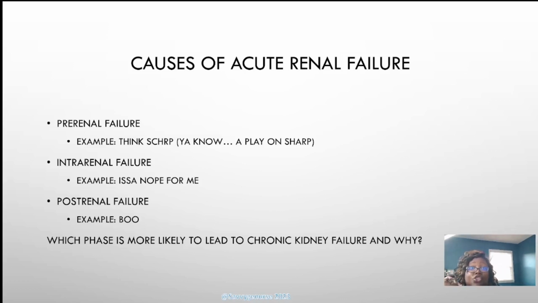Okay? Intrarenal failure results from damage to the kidneys themselves. Post-renal failure from obstructed urine flow. Now, can you provide some examples of each one of these that I have listed over here? So I've got some acronyms, and the first one is THINK SHARP. Okay, that was the best I could come up with. Maybe you can do better, okay?